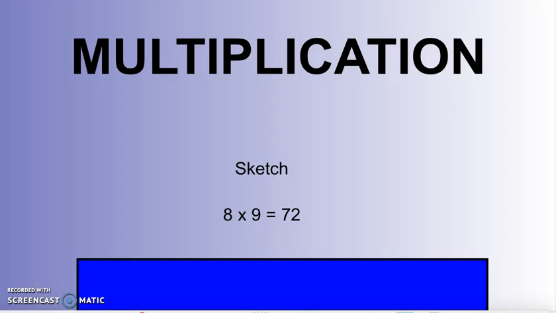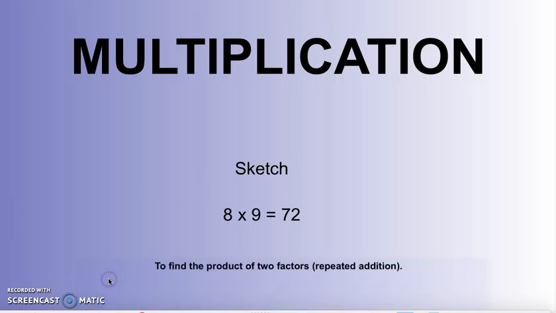The next one is multiplication. Here's my example. And what would you put down as a definition? Perfect. To find the product of two factors, I should say two or more factors. And some people say that it's repeated addition because I can repeat 8 9 times and I get to 72. If you understand that, then please put a star next to it.